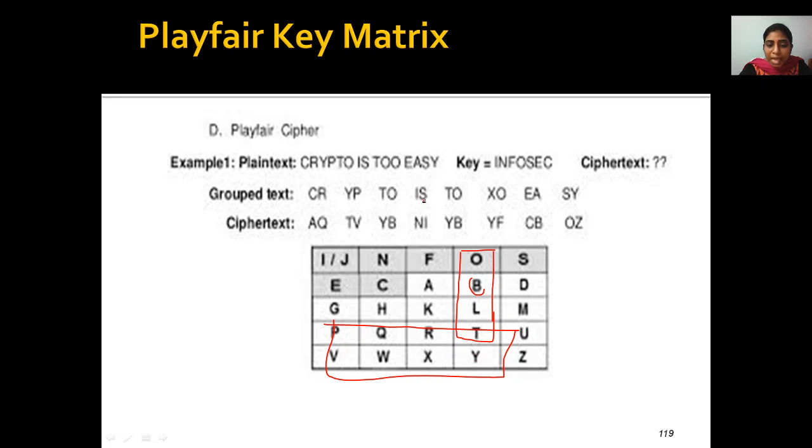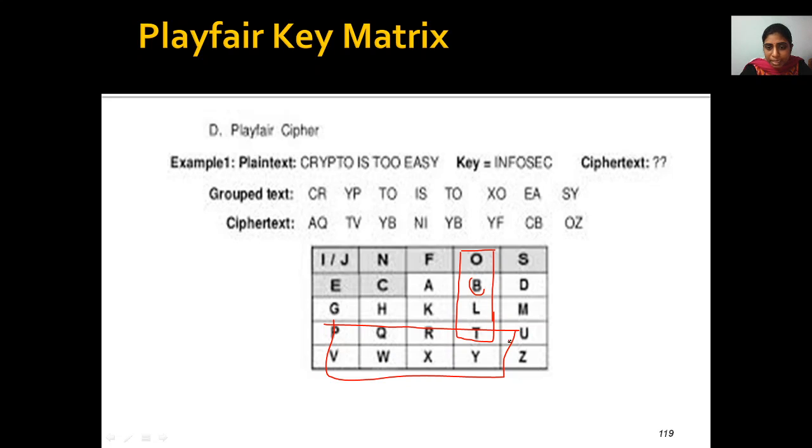So similarly I and S. Then we are going to replace it with I and N. So like this we are going to replace all the values that are there in the plain text. That becomes our ciphertext. For the rectangular case, we are going to replace all the column values.